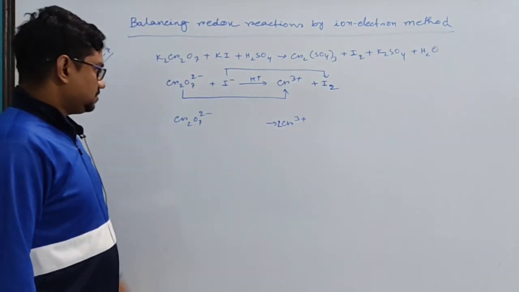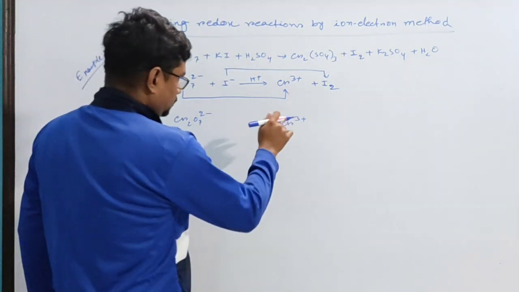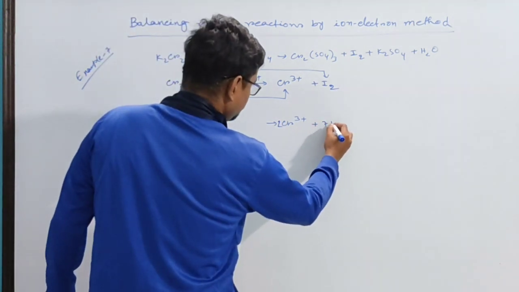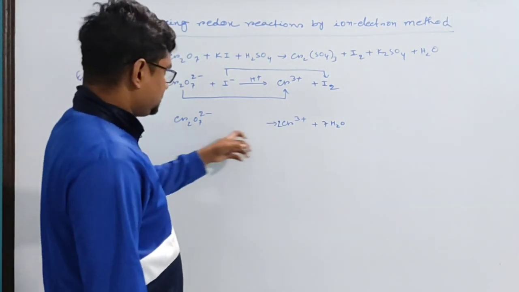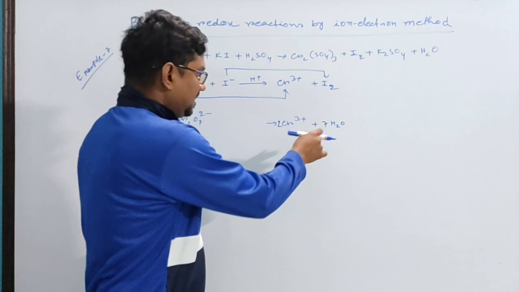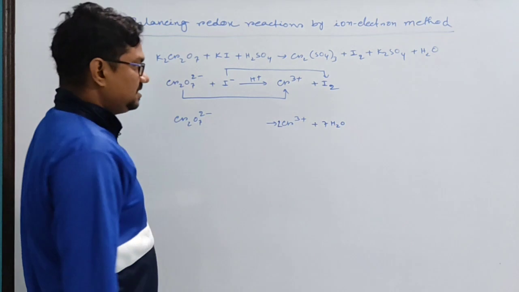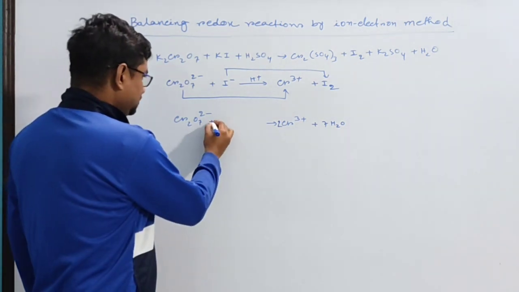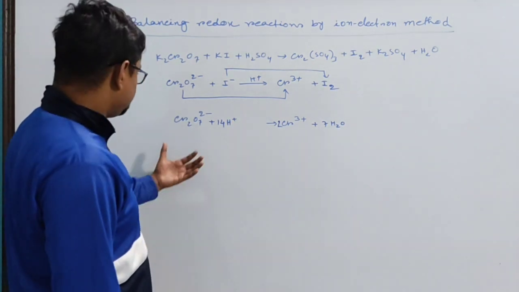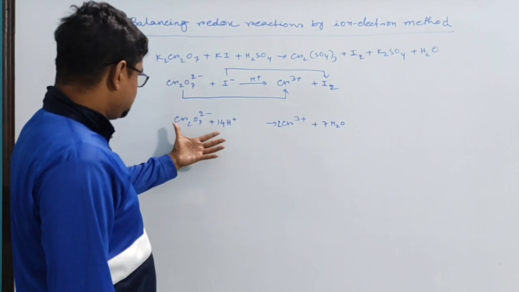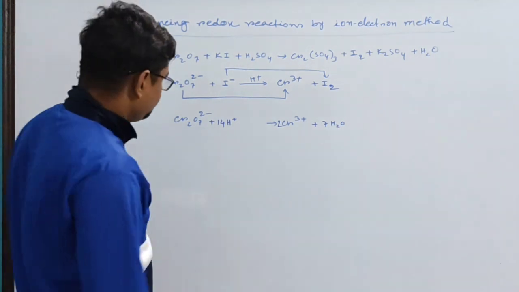Now look at the oxygen atom. Here 7 oxygen atoms are present in the left hand side, so first add 7 water molecules at the right hand side. Now it will balance the oxygen atom, but extra 14 H plus ions will be needed on the left hand side, which is not there. So for balancing hydrogen we will add 14 H plus ions. Now you see everything is balanced, that means the atoms: 2 chromium, 2 chromium, 7 oxygen and 14 hydrogen.